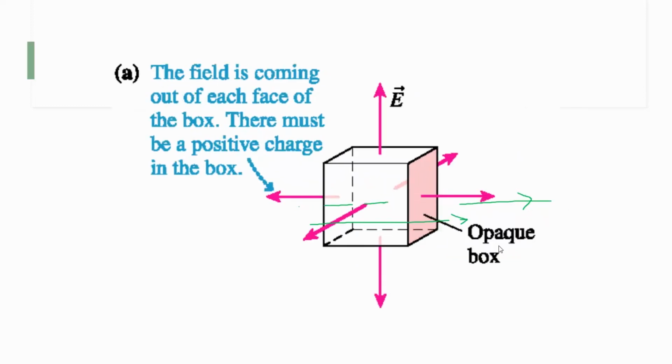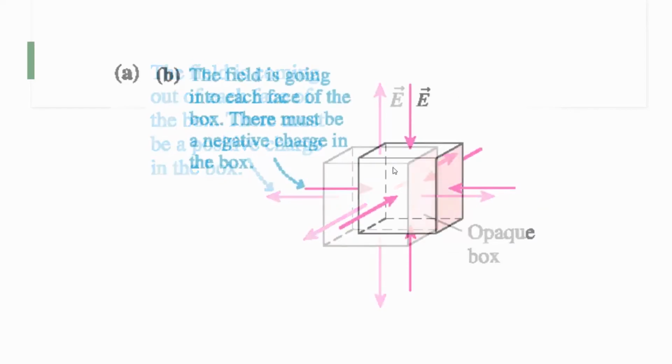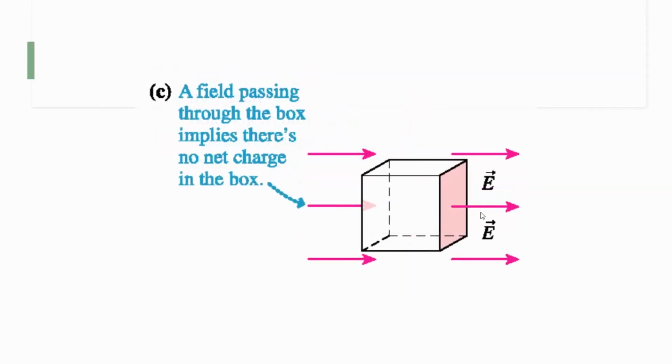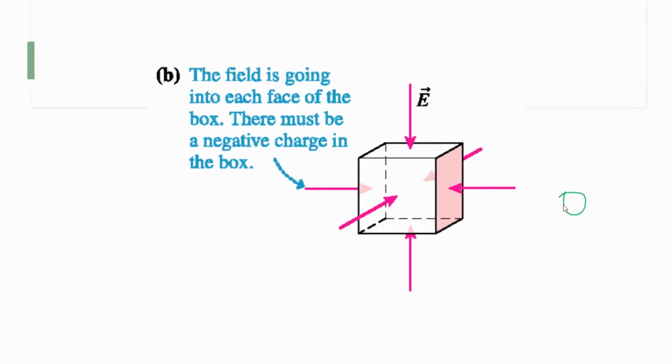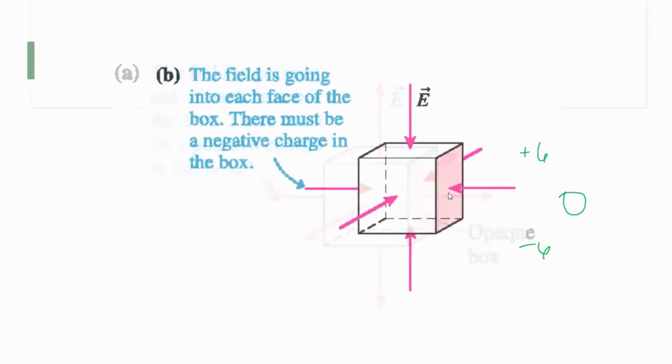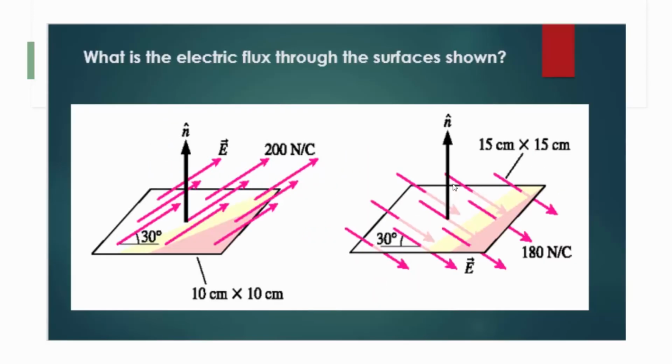So, if you think about it, dito sa first sample, merong 6 na lumabas. Dito may 6 na pumasok. Dito may isang lumabas and may isang pumasok. So, pag in-add mo yun, ito ay 0, ito ay -6, ito ay +6. So, that's one way to determine the charge: kung ilan yung pumasok and lumabas.